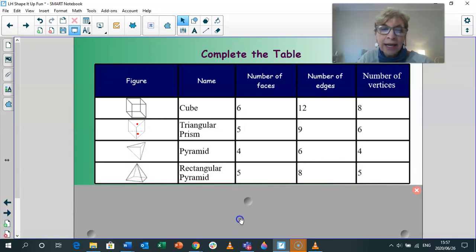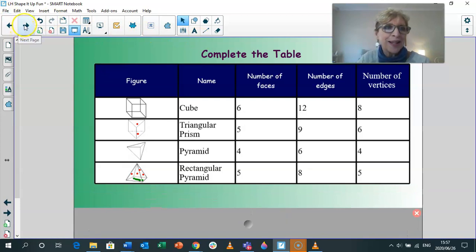Here we have a rectangular pyramid. Why do we know it's a pyramid? Well, because it's got triangular sides. And why do we call it a rectangular pyramid? Because of its base over here. Okay, it's a rectangular base. So this shape, this rectangular pyramid, has got 5 faces, 8 edges, and 5 vertices. Very well done.